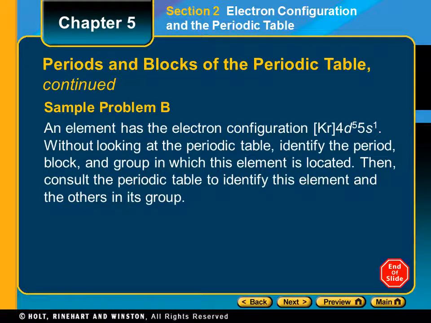So let's look at another problem. An element has the electron configuration of 4d5 5s1. Without looking at the periodic table, identify the period, block, and group in which the element is located. Then consult the periodic table to identify this element and the others in its group. So what does this look like?